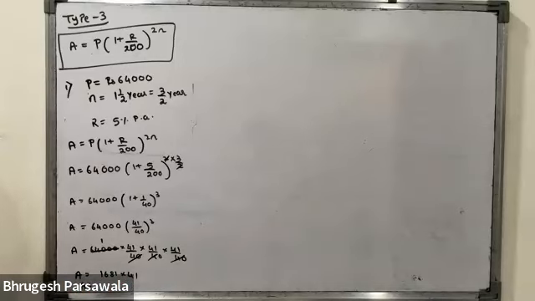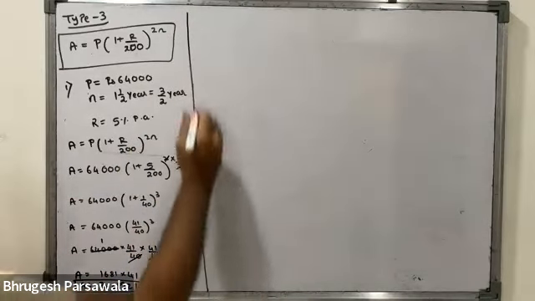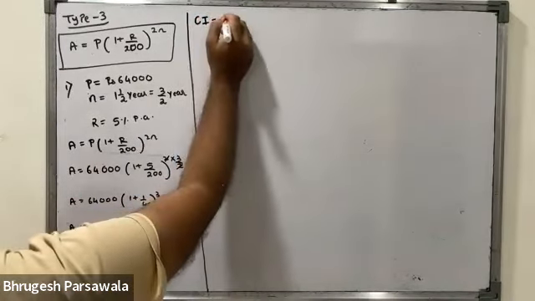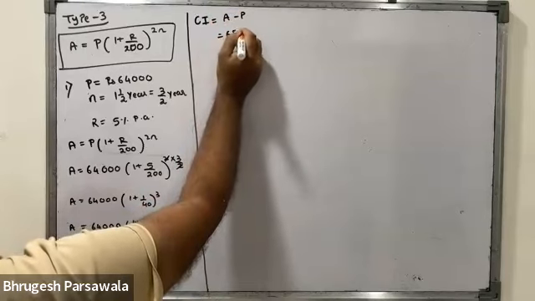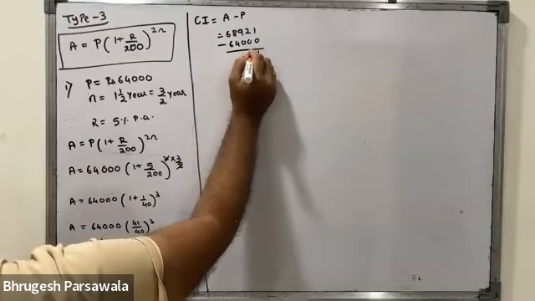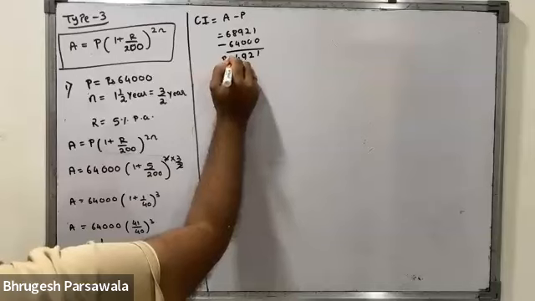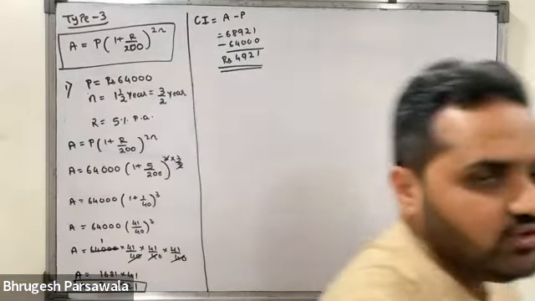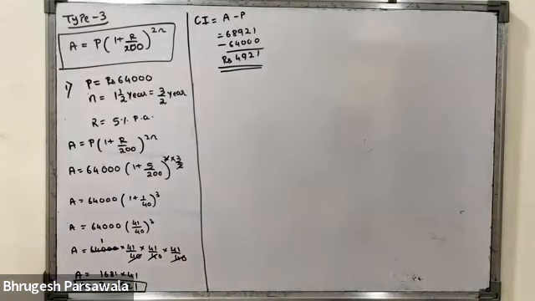So A is rupees 68921. कितना बेटा? 68921. ये अमाउंट हुआ बेटा. So what is CI? A minus P. 68921 minus 64,000. CI is 4921. Guys, होप सो आपको समझ में आ रहा हो बेटा.